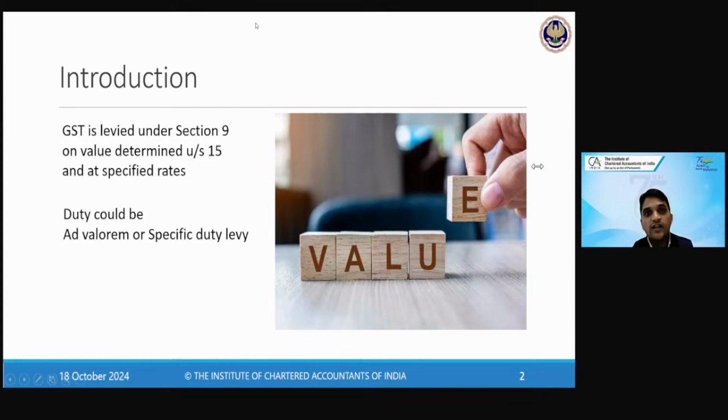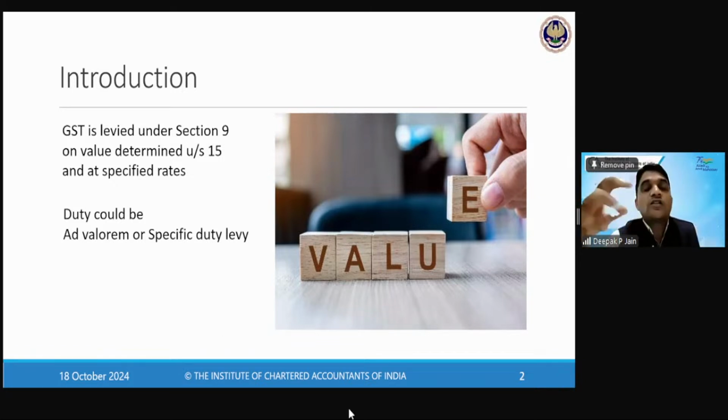So duty under tax regime, under the tax policy, could be of two types. It could be either ad valorem or specific duty. When it is ad valorem, it is on a value, and when it is specific duty, it is on a quantity basis, not on the basis of value.